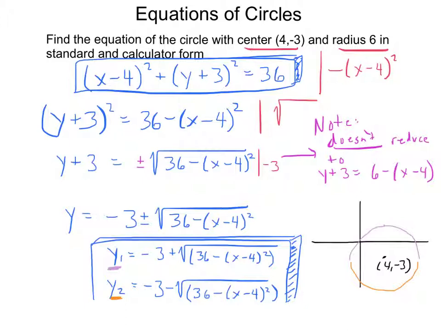Alright, there we go. Most of the time, just as a reminder, we're going to want this one up here, the standard form equation of a circle, where I can just glance at it, say that circle is centered at (4, -3), radius 6. But on occasion, I need to get it down to this form so I can work with it in my calculator.